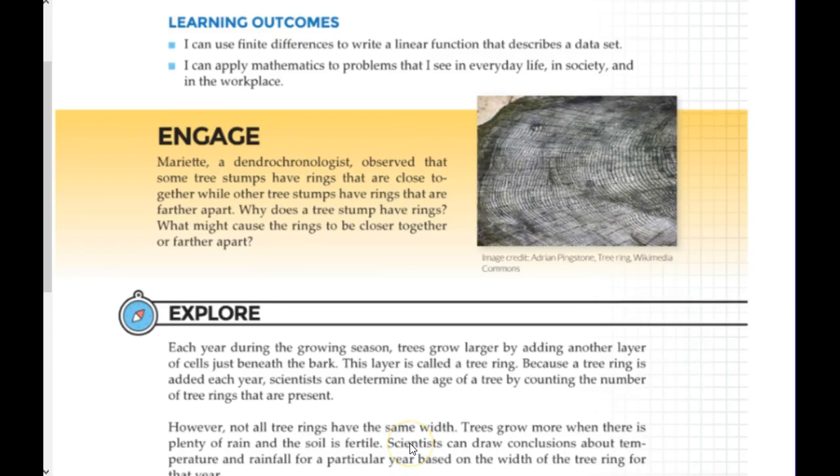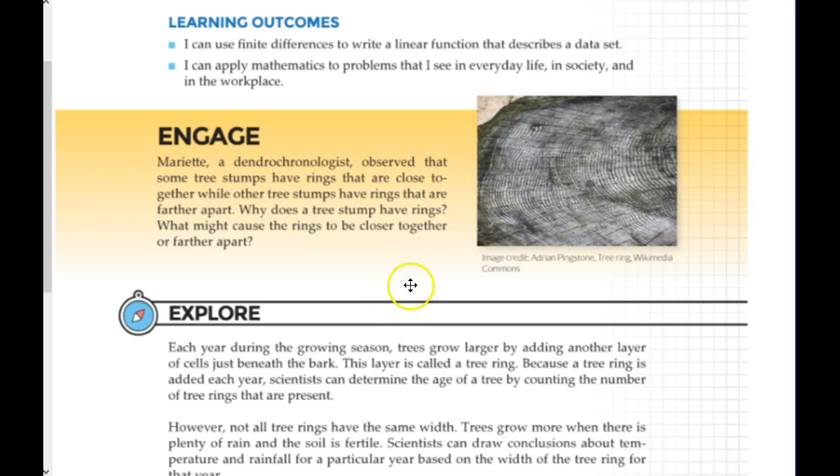We're reading right here: Mariette, a dendrochronologist, observed that some tree stumps have rings that are close together while other tree stumps have rings that are farther apart. Why does a tree stump have rings? So, real quick, why does a tree stump have rings? Do y'all know? Okay, so the rings tell you basically how old the tree is. Every year basically adds another layer onto the tree, so it grows out as it grows up.